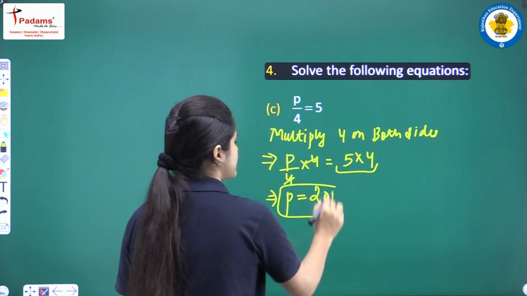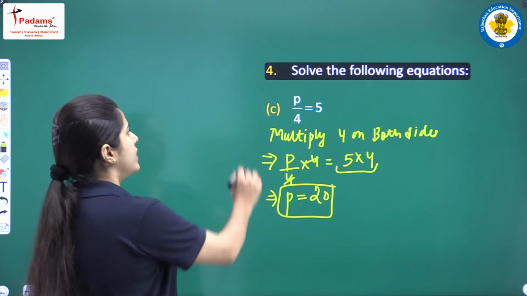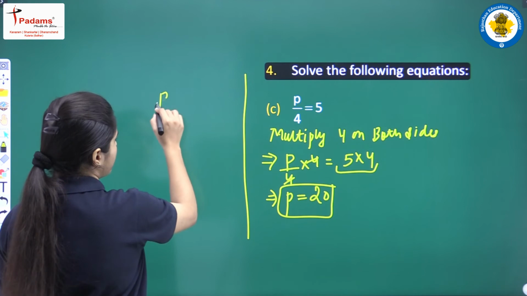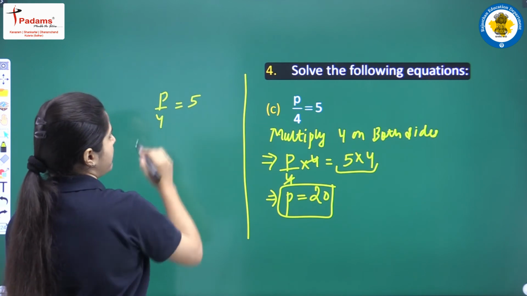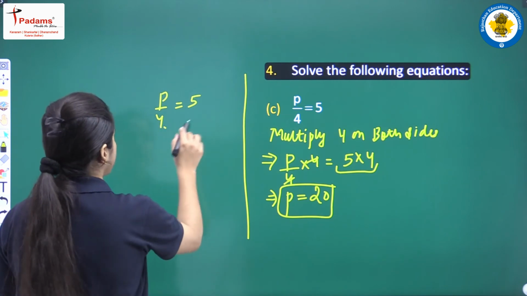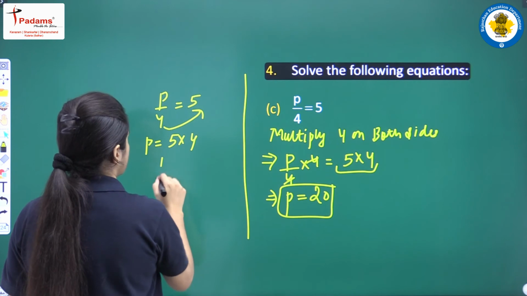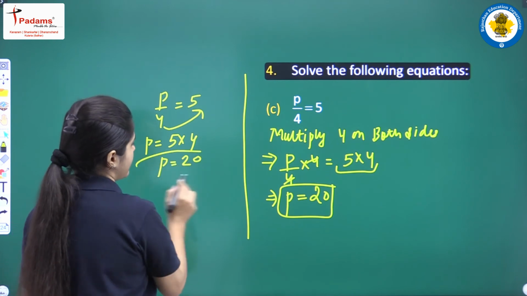Okay students, this is your answer. Very simple question students. Also students, you can do p upon 4 is equals to 5. We know that this is in the division to the left hand side. So if we are taking this thing to the right hand side, it will be multiplied. So p is equals to 20.